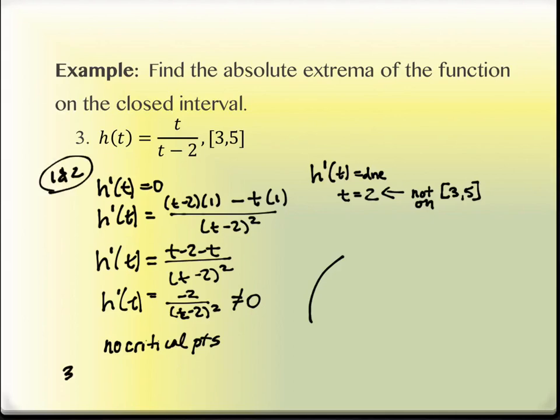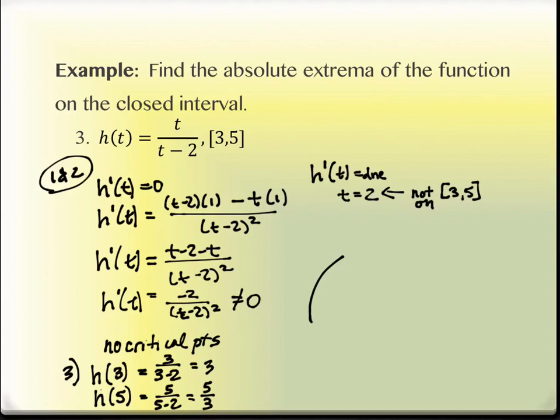So step 3 tests the endpoints. So I find h of 3 and h of 5. So I have 3 over 3 minus 2, which is what? 3. And then I have 5 over 5 minus 2, which is 5 over 3. Okay, that's step 3.